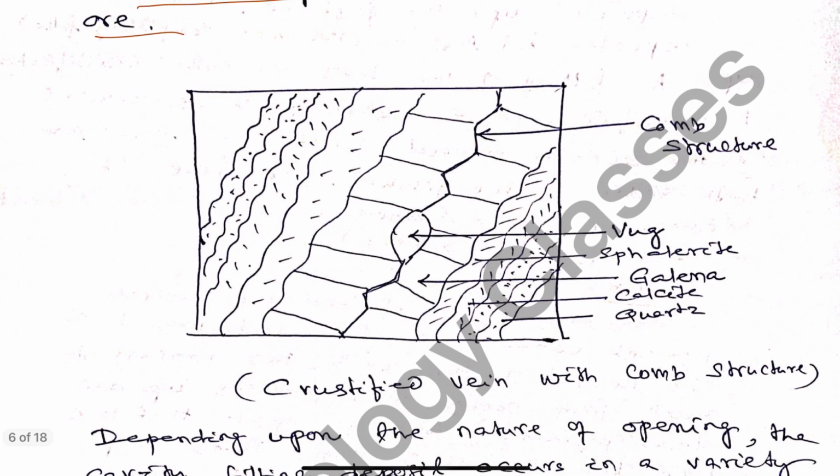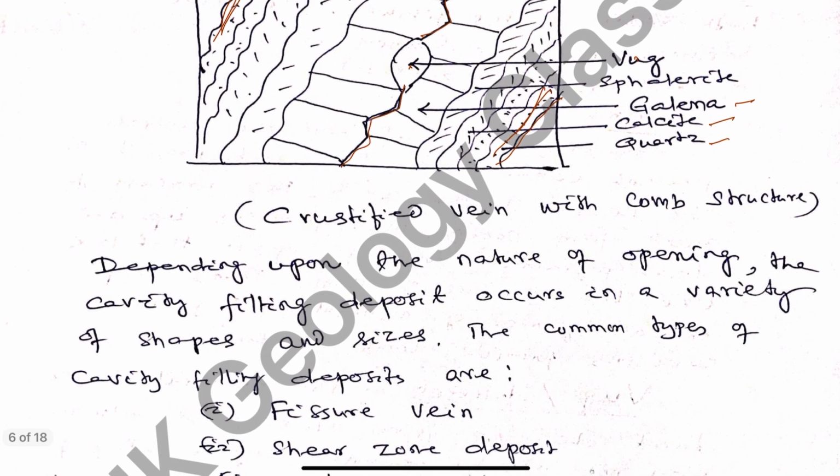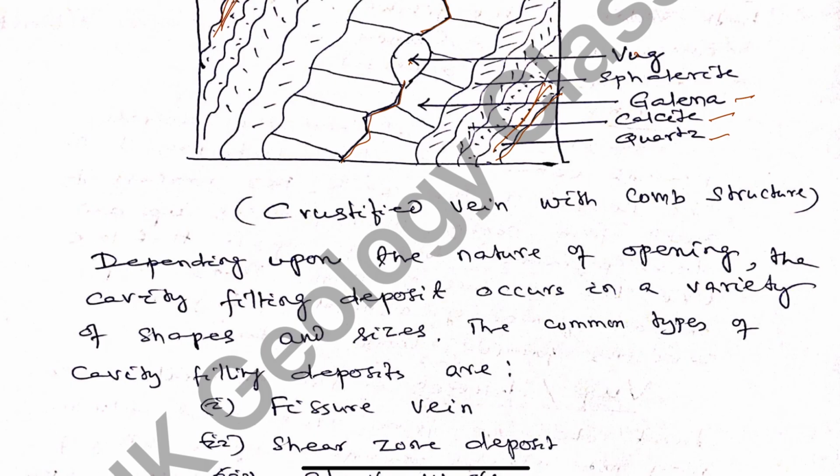So this is the general figure of a crustified vein. These cavities are called vugs. This is comb structure. First there is lining, then different mineral layers have been developed. We have the galena layer, calcite layer, quartz layer. So it is a crustified vein with comb structure. And this type of structure is very common in case of cavity filling deposit.